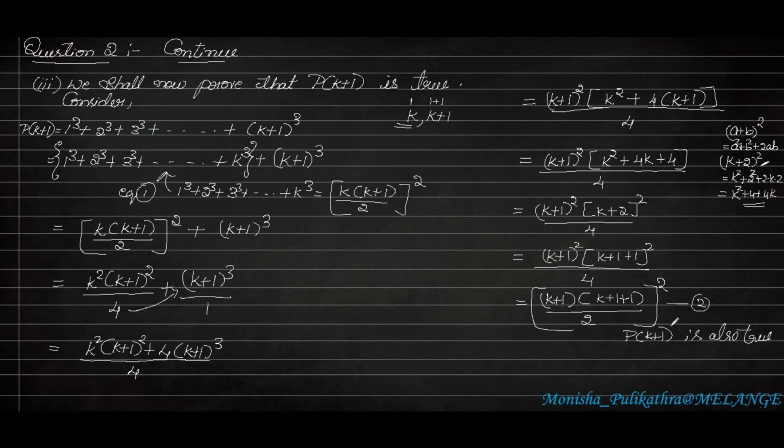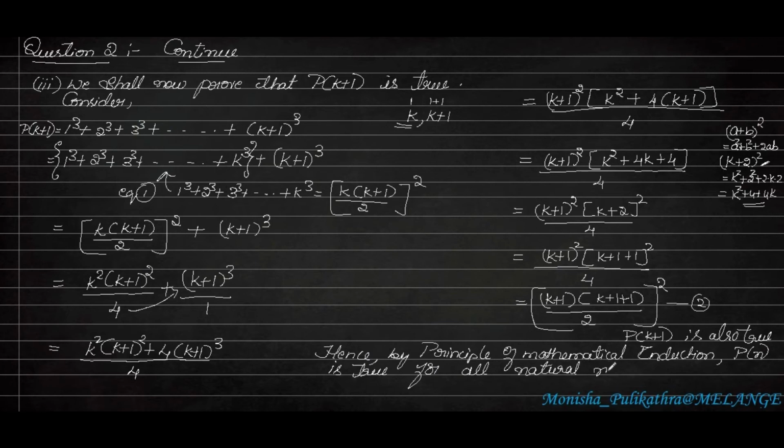P of k plus 1 also became true. So hence we can write it as the conclusion. So hence, by principle of mathematical induction, P of n, that is a statement, P of n is true for all natural numbers n. I hope you understood this.